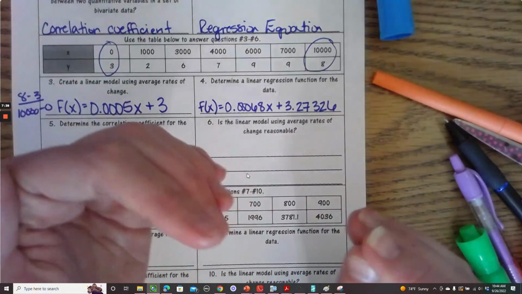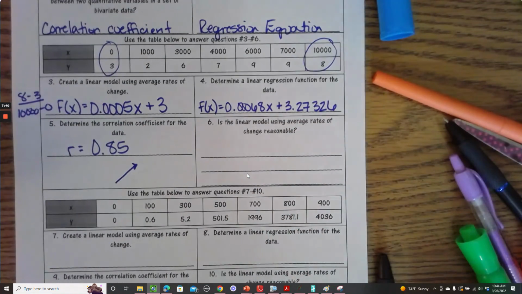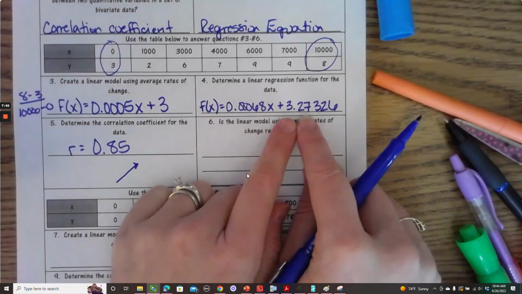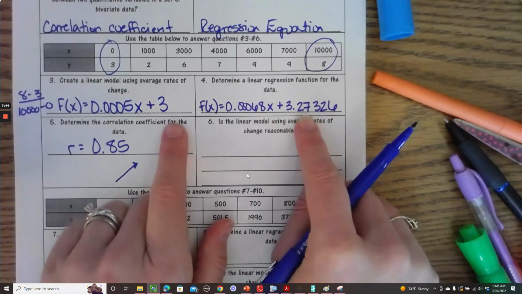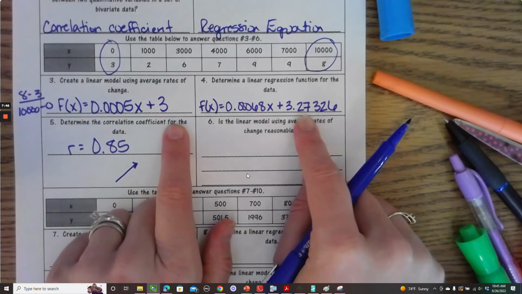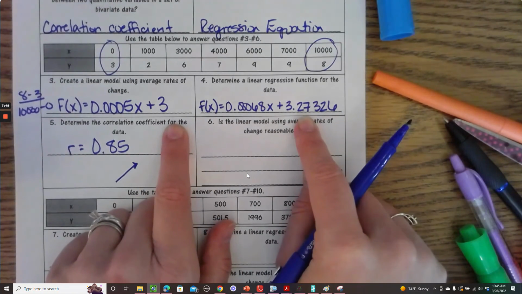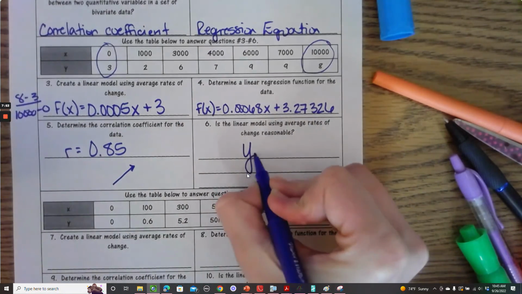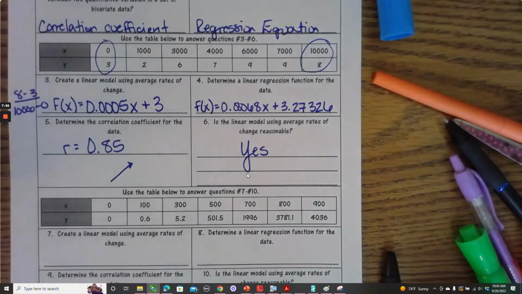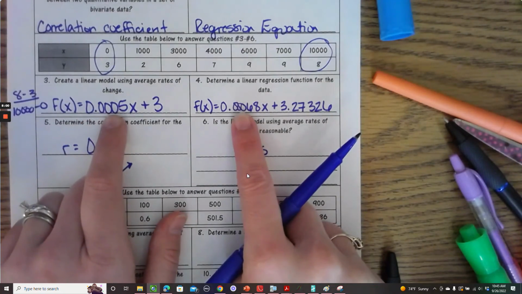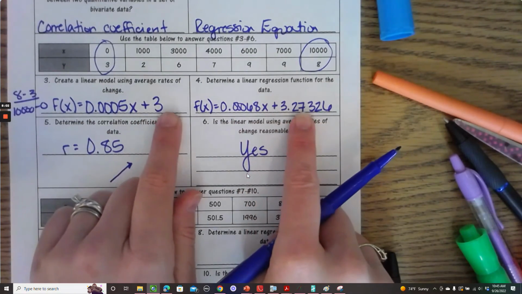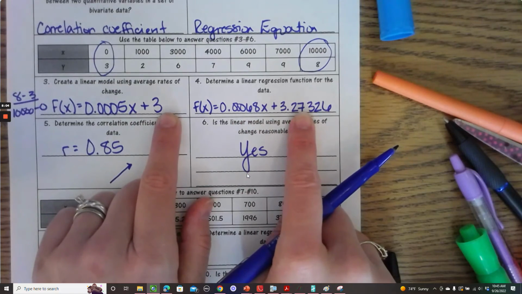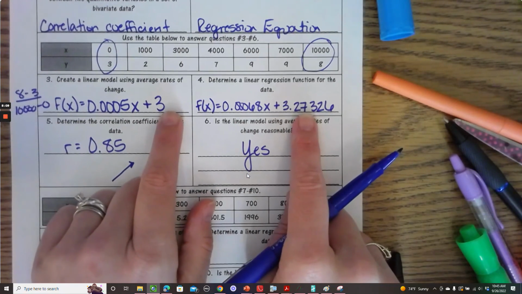Those are not close. If they're close, if they're reasonable, if somebody owed you $3.27, would you take $3 from them and call it even? Yes. Yeah, $3 is better than nothing. So this one is, yes, it's reasonable. But if these two numbers are way off, way different, it's not reasonable. Okay?